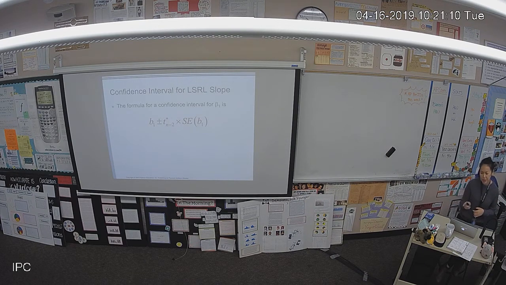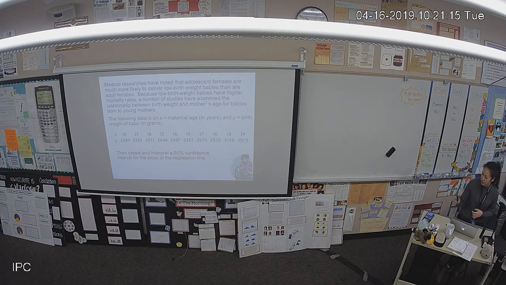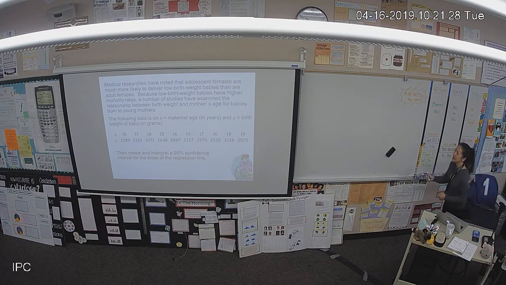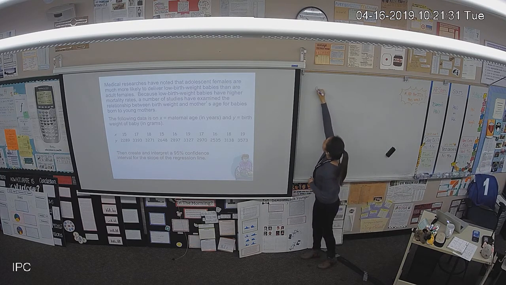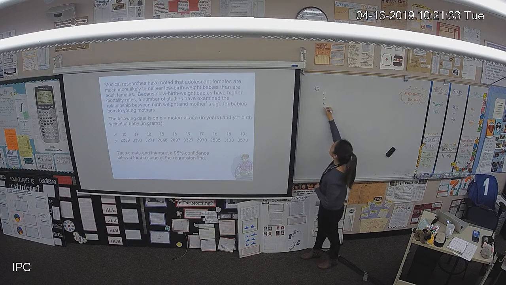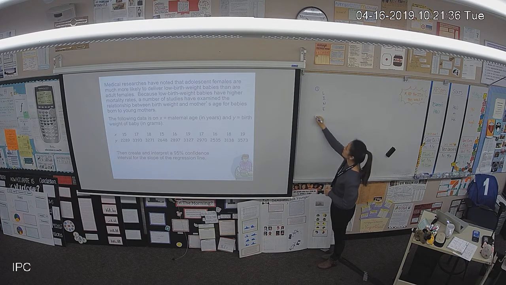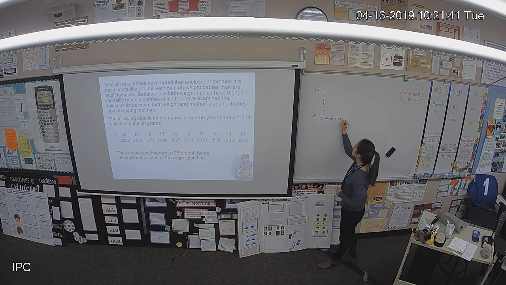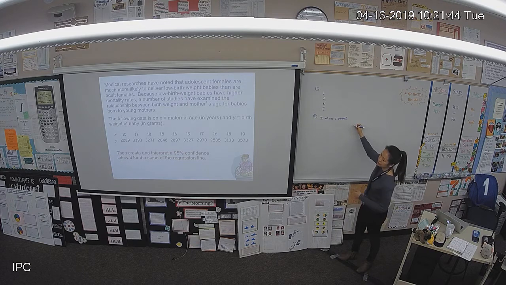Okay. So let me show you the easy way first, and then I'll show you guys how to use this formula. So let's go back to our maternal age and baby birth weight example. Create and interpret a 95% confidence interval for the slope of the regression line. Okay. So the first thing you do is you do your conditions. We've already done it before, so I'm not going to do it again, but do your conditions. Step 2, I will use a t-model with n minus 2 degrees of freedom. So there's 10 women here, so 8 degrees of freedom.